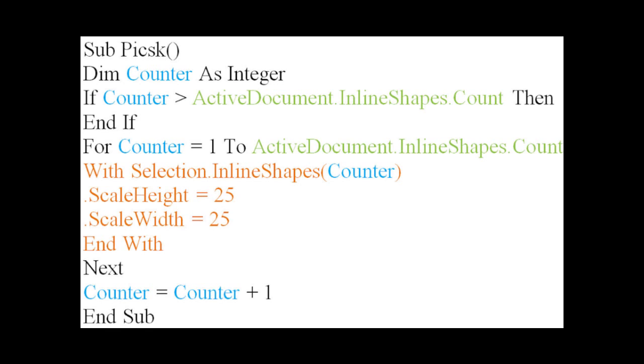So we're starting the counter at 1. So if 1 is greater than 7, then end this. Don't do anything. Well, 1 is not greater than 7, so we can move on to the line below the End If statement. So now on the For line, and once again, we're starting the counter at 1. So for i equals 1 to total number of inline shapes in the document. There are 7 in all. So 1 is equal to 1 to 7.